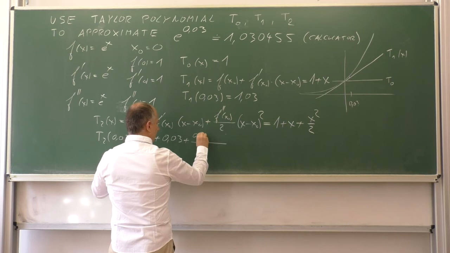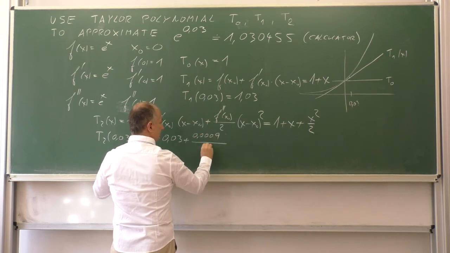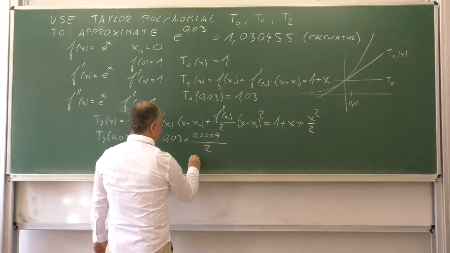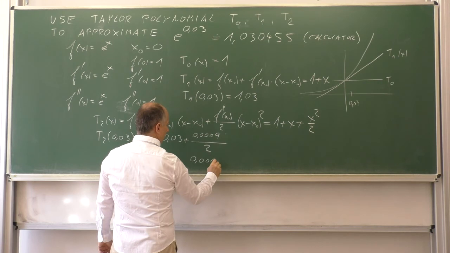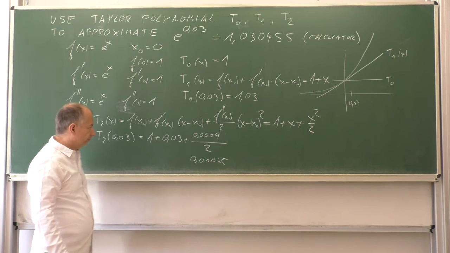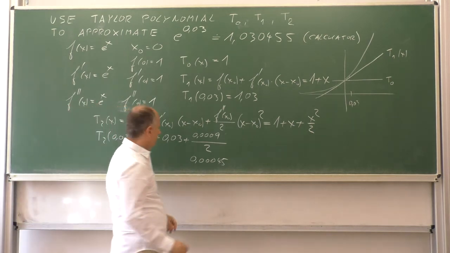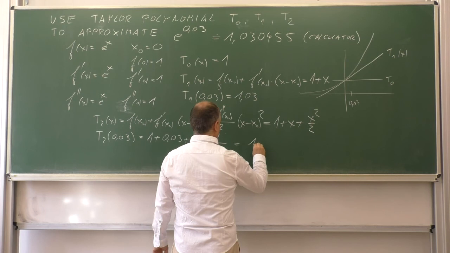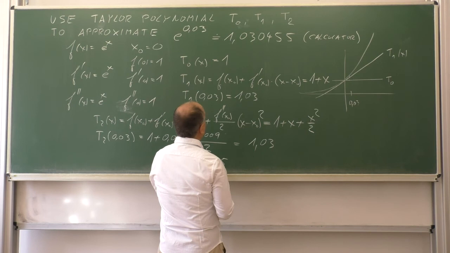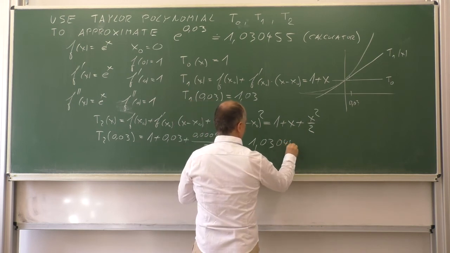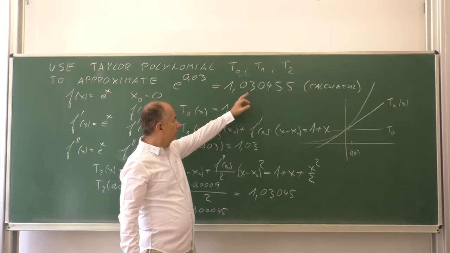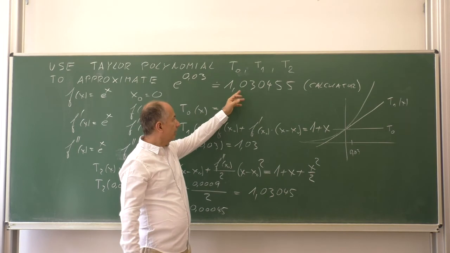which is 0.0009, half of that, which is 0.000, and half of 9 is 45. So if we add all this together, we arrive at 1.03045, which is still better, still closer to the exact value, calculated value.